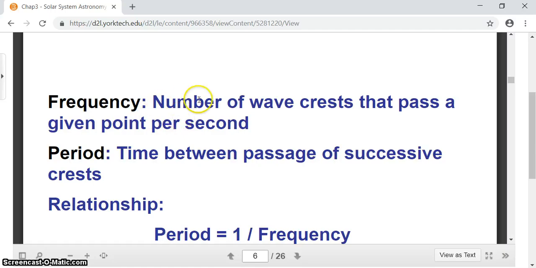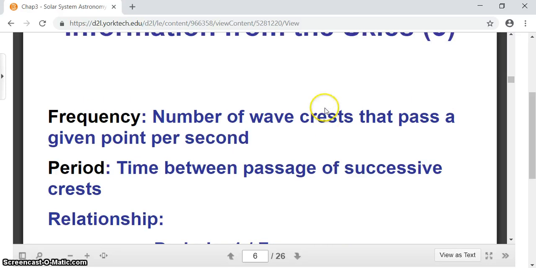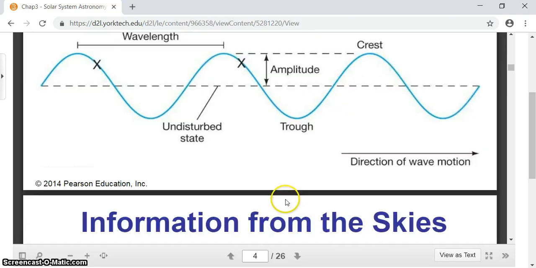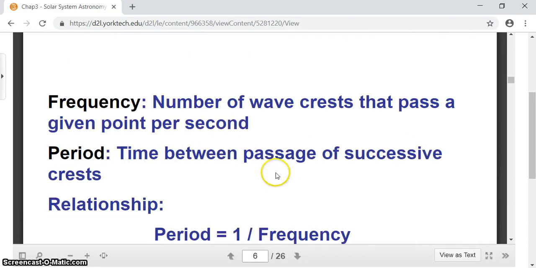As I said here, the frequency is the number of waves. It doesn't have to be the crest, it's any part of the wave. Usually it's the crest that we talk about because it's easy to look at, but again, it's any complete wavelength that passes by. So the number of complete waves, complete oscillations, that pass by per second is what we call the frequency. The period is simply the time it takes one complete oscillation to complete itself.